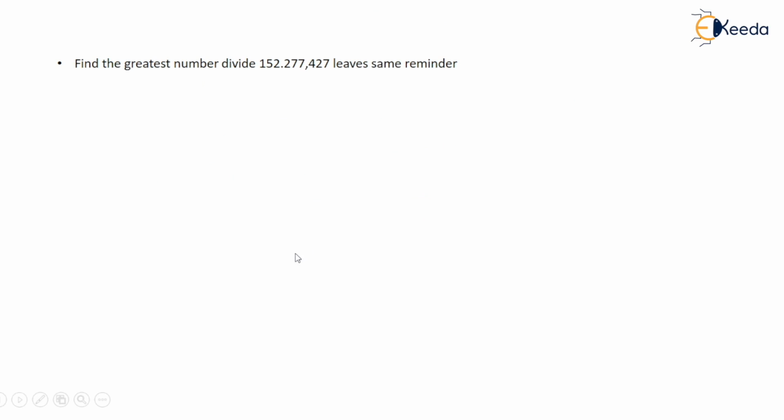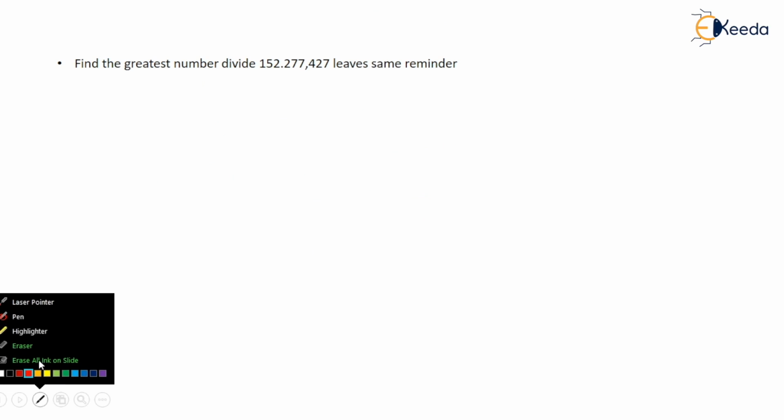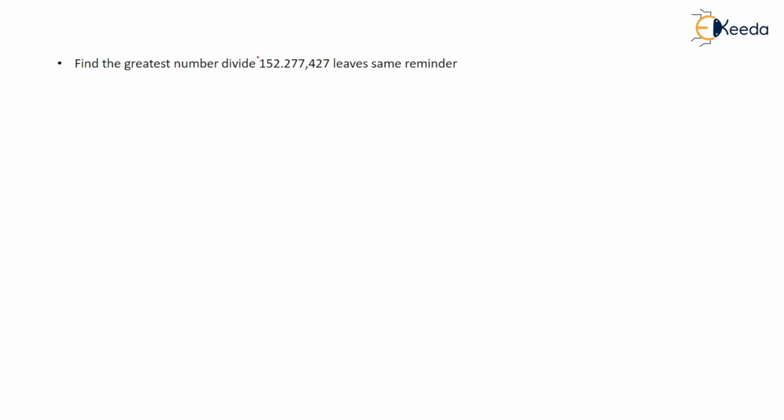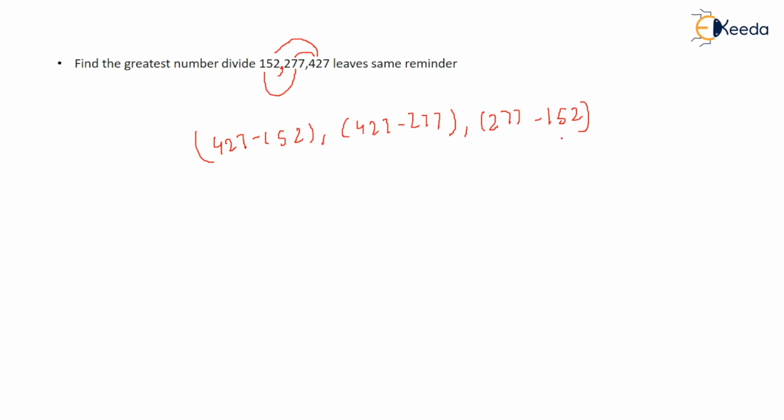So the last question you have of HCF type: they ask you to find the greatest number which, when dividing 152, 277 and 427, leaves the same remainder. In this case, you have to subtract the highest number, that is 427, with the two lower numbers, and the remaining middle one with the smallest one. It should be a positive number, negative numbers should not be there. So the middle one with the smallest one.